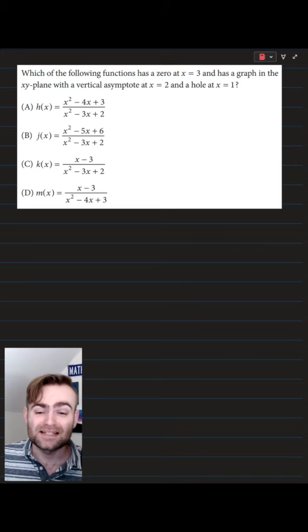Which of the following functions has a 0 at x equals 3 and has a graph in the xy plane with a vertical asymptote at x equals 2 and a hole at x equals 1?